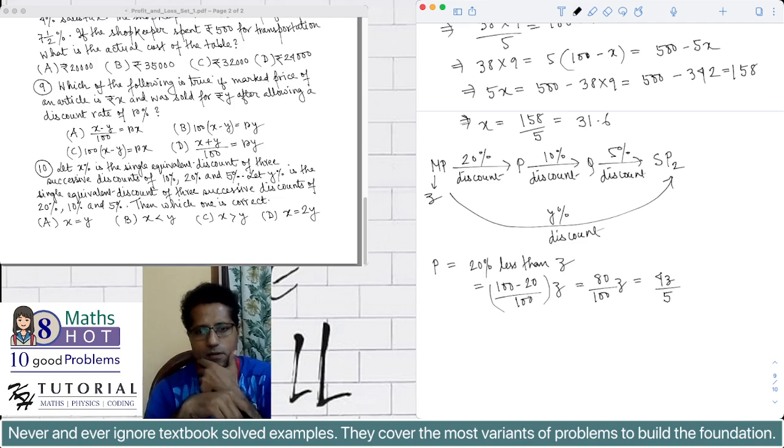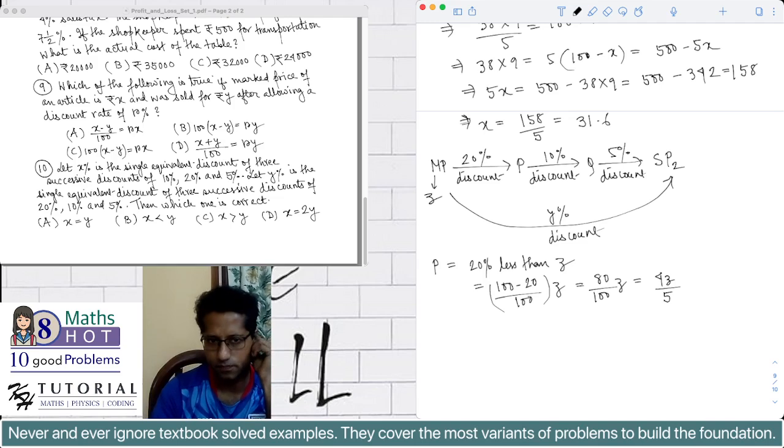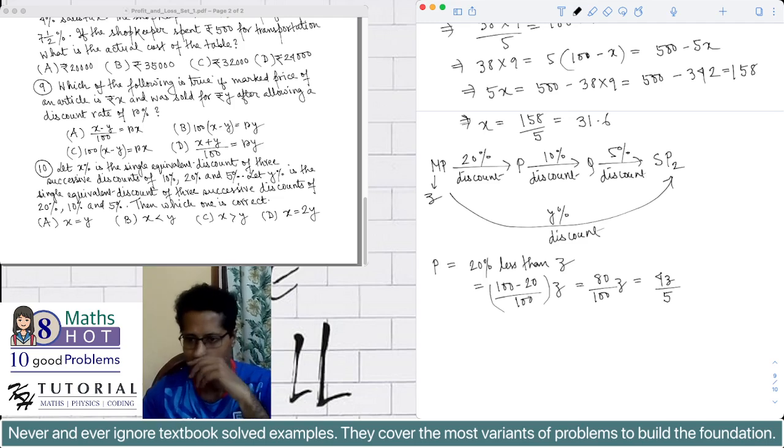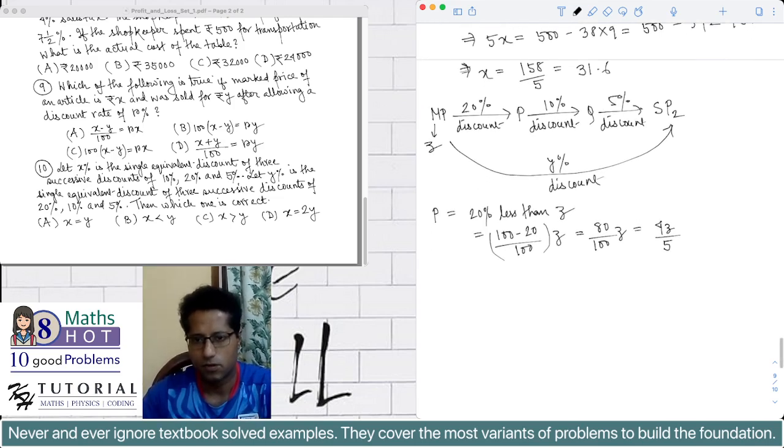Somehow I'm having a feeling that the final selling price will be same, since the actual values of the three rates of discounts are same. We are having 10, 20 and 5. I'm having a feeling that if you change the order of the successive discounts, the final total discount will not change. I don't know. Let's see. So P is equal to 4Z by 5.